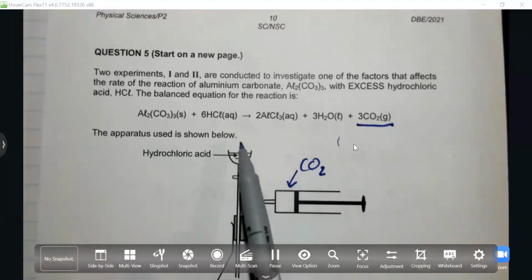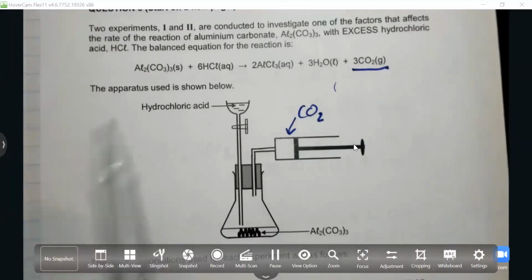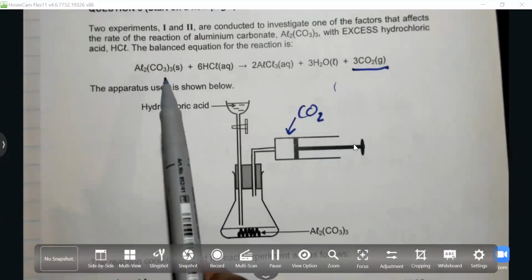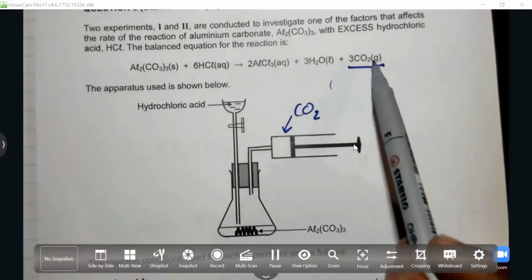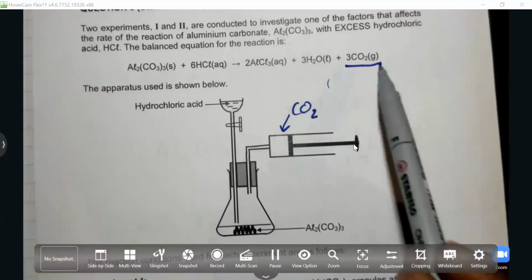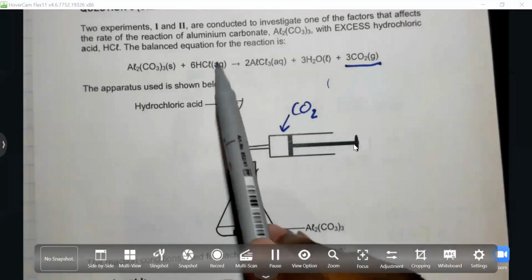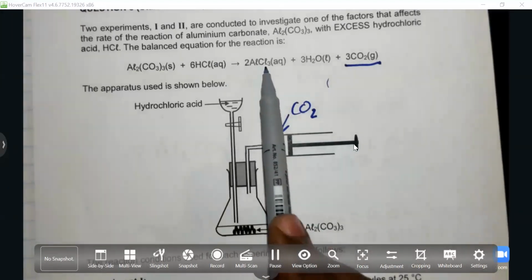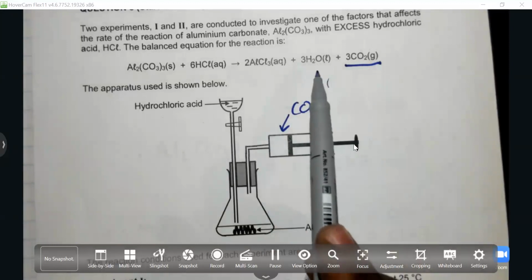in my reaction, I have to measure the amount of aluminium carbonate that is used up over time or the amount of CO2 that is formed over time. All right, HCl is not used to measure the rate of the reaction. Neither does aluminium chloride, neither does water.